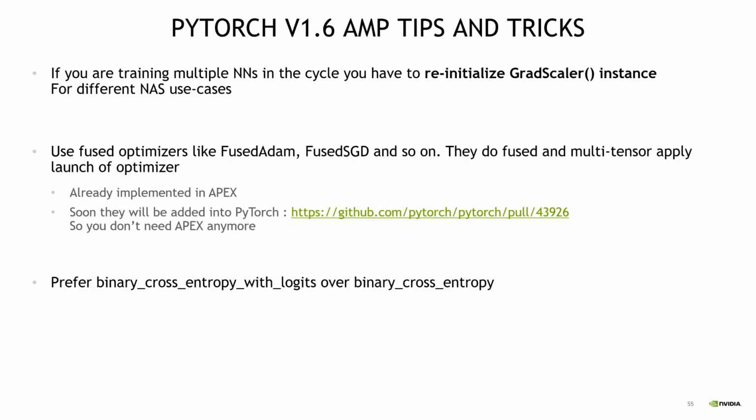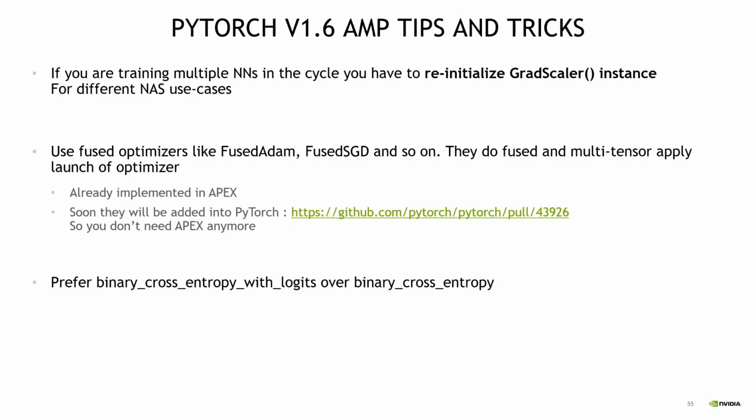And other advice: if you use fused optimizers like fused Adam, fused SGD, and so on, use them in AMP mode and in regular training mode, in FP32 mode of training. They do a fused and multi-tensor apply launch of the optimizer. This will improve your speed. Fused optimizers are already implemented in the Apex library, and soon they will be added into PyTorch.